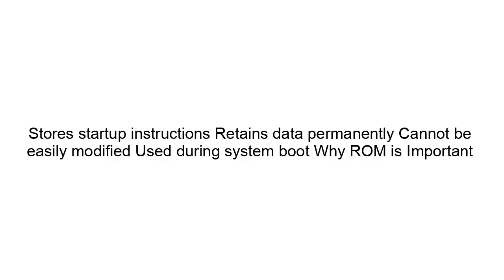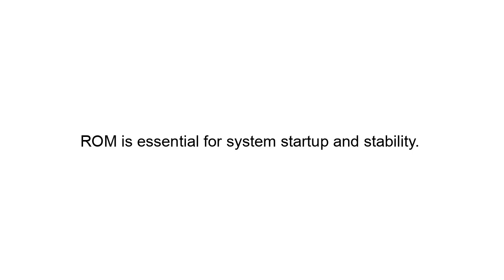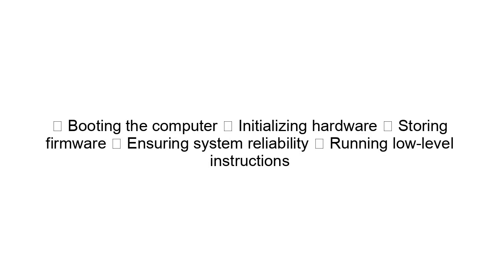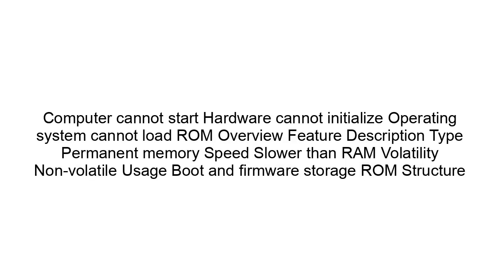Why ROM is important. ROM is essential for system startup and stability. It helps in booting the computer, initializing hardware, storing firmware, ensuring system reliability, and running low-level instructions. Without ROM, the computer cannot start, hardware cannot initialize, and the operating system cannot load. ROM overview: type, permanent memory; speed, slower than RAM; volatility, non-volatile; usage, boot and firmware storage.